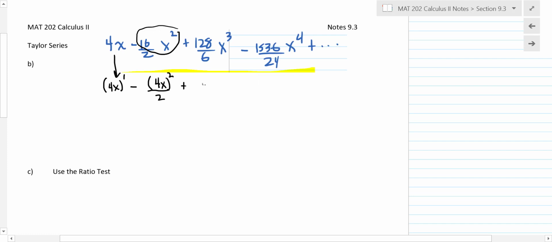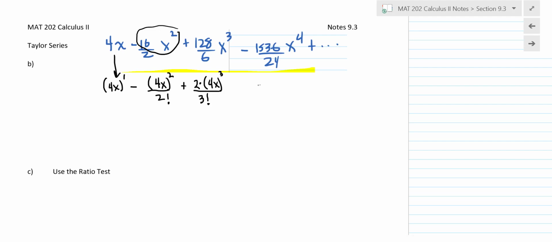The next one you're going to have 4x to the third, but 4 to the third is 64. 64 times 2 is 128, so you're going to have that. And that 6 is really going to be 3 factorial, and that 2 is really going to be 2 factorial. What I'm trying to do is show you a pattern so we can write this as a series formula. And you can play with your calculator a little bit on this.